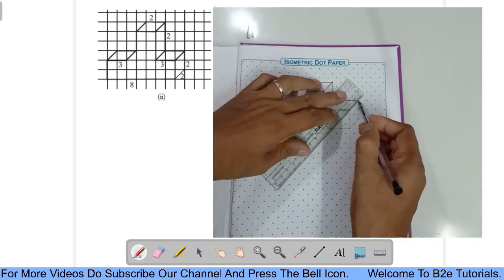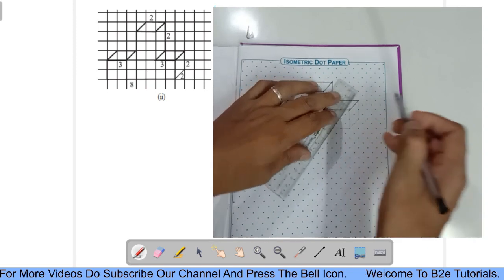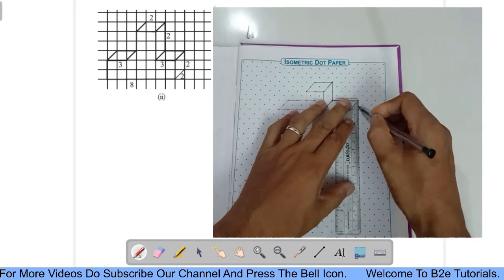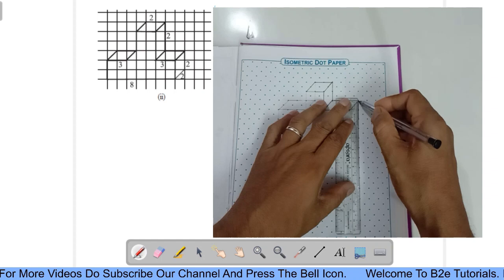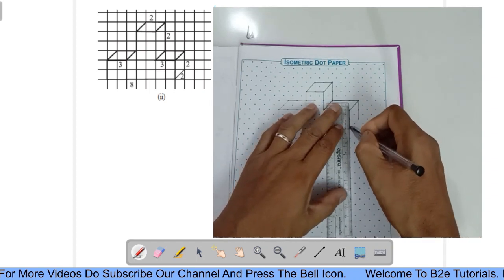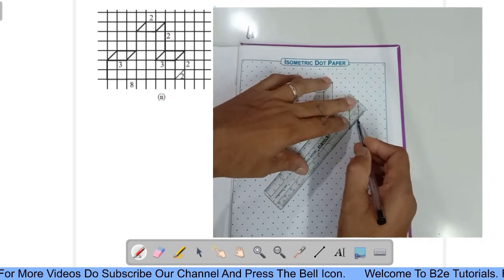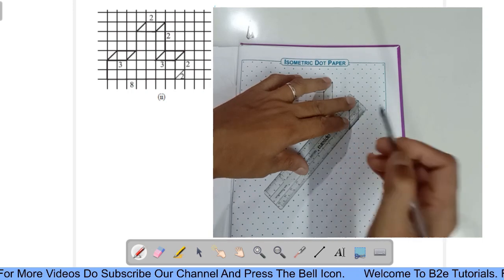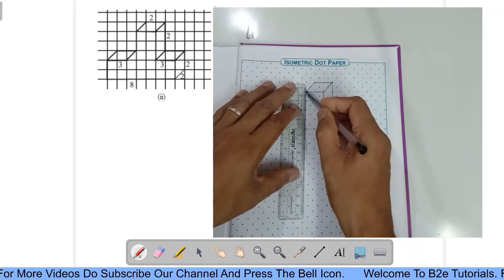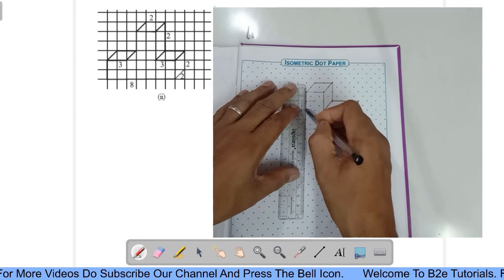Here you have to take 2 dots, that is 2 centimeter. 1 and 2. Again here you have to take 2 dots, that is 2 centimeter. Here again 2 centimeter, that is 2 dots. Again here take 2 dots, that is 2 centimeter. Now here again take 2 centimeter, that is 2 dots, like this.